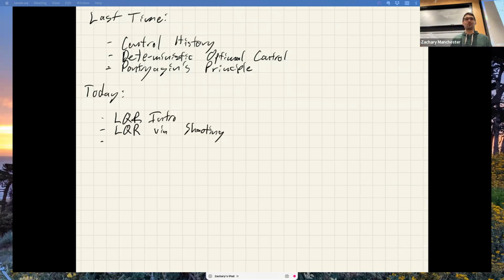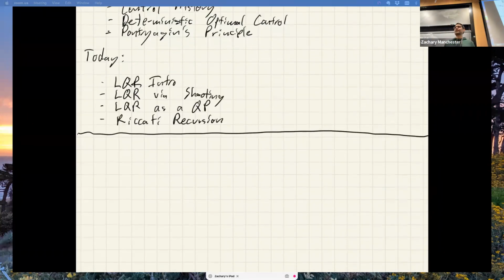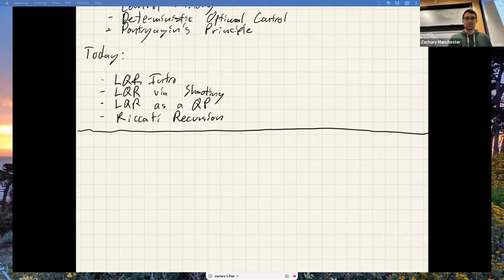I will show you that is not a great algorithm in general, and so we'll look at it a couple other ways. We'll see it as a QP, a quadratic program. I'll show you exactly what that means and what that looks like. And then finally, we're going to derive the Riccati recursion, which will lead us into some other topics, namely dynamic programming next time. And there are some fun connections there too. Okay, any questions about any of that? That's what we're going to do today. All right, let's do it.